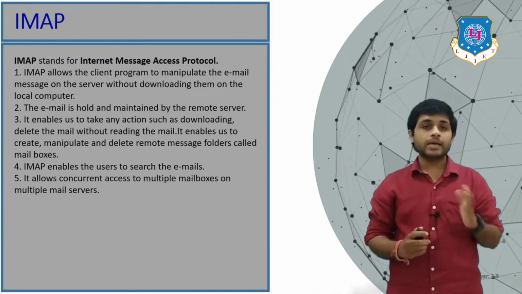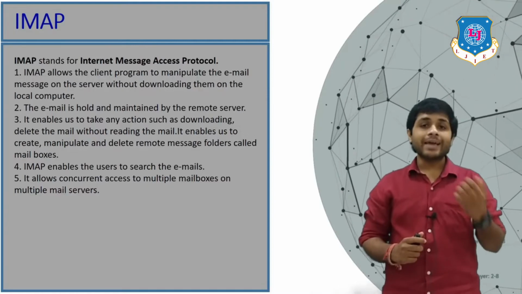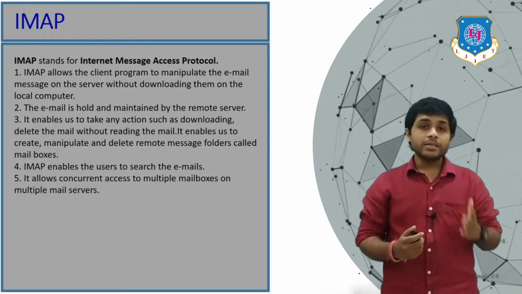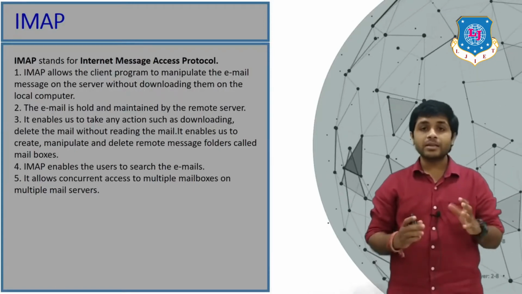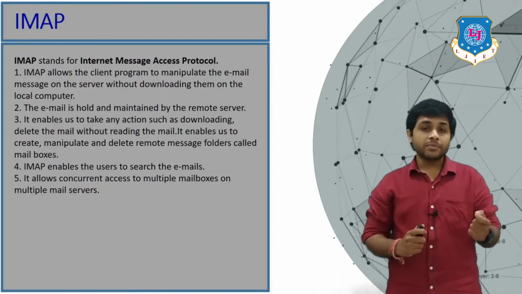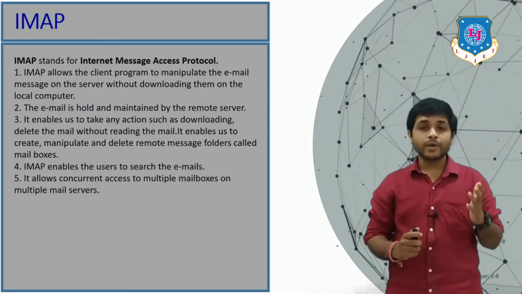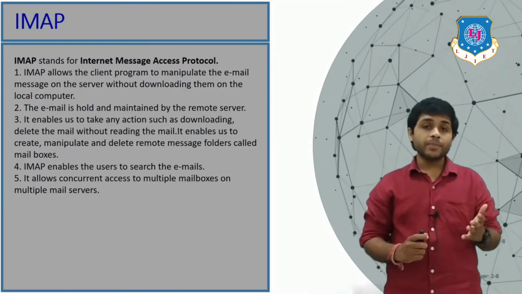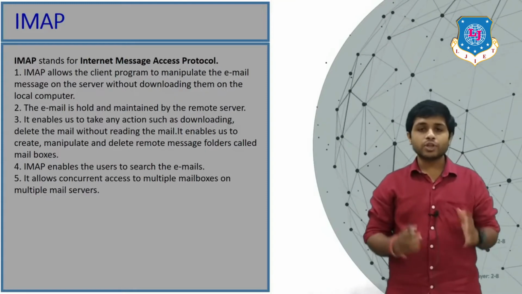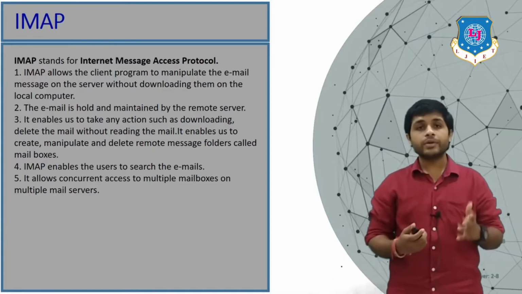The next protocol is the IMAP, which is Internet Message Access Protocol, and using the IMAP, a client can access the email. They can manipulate the email without downloading it. The email is held and manipulated by the remote server. So there is no need to download the whole email if we are using the IMAP. It enables us to take any action, such as download, or we can delete without reading the mail, and it also enables us to manipulate and delete remote message folders called mailboxes. IMAP enables the user to search the email, so all these things can happen and you don't need to download the whole data from the server. So that is the advantage of the IMAP.